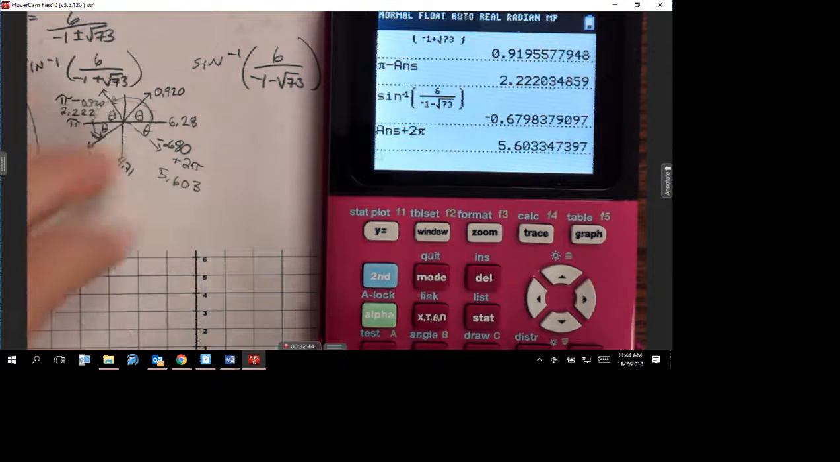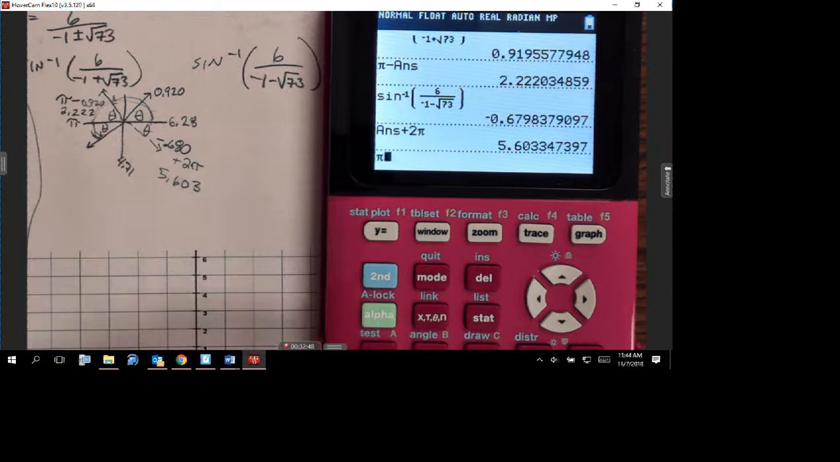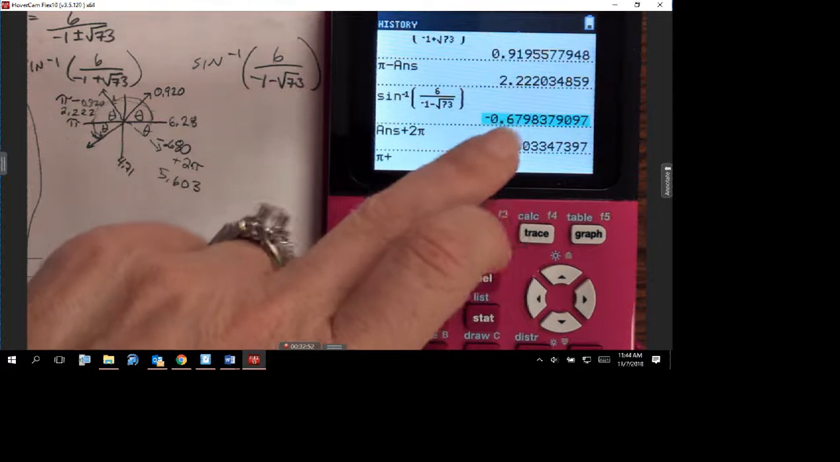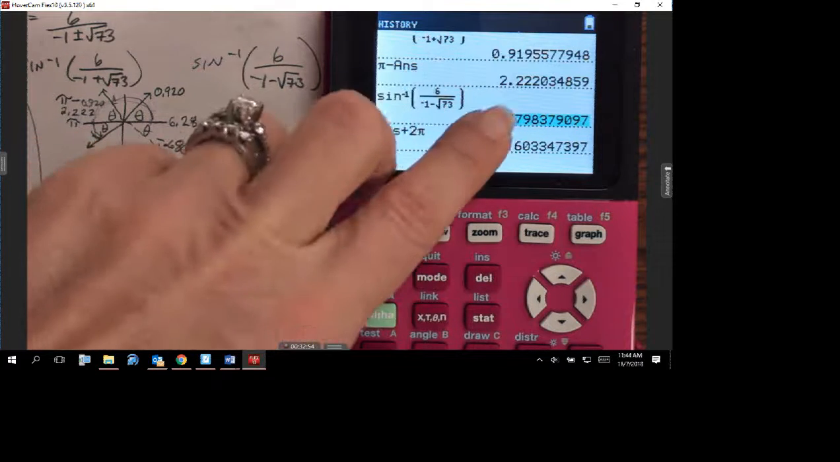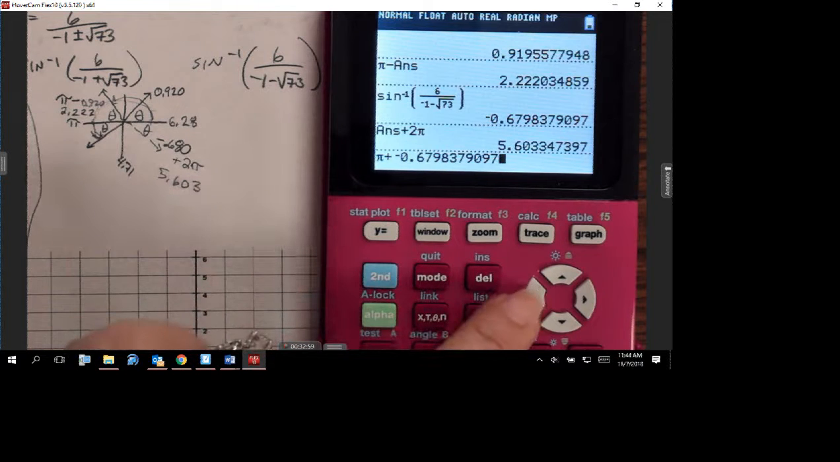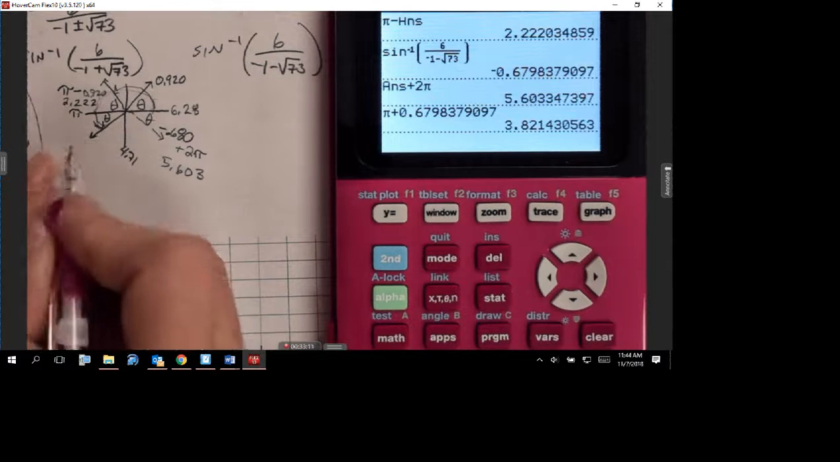Add the reference angle. So on my calculator, I'm going to do pi, and I'm going to add this reference angle, except that's a negative number right now. If I add a negative number, it's going to make it smaller. So maybe I just get rid of the negative. So I'm adding, it's getting bigger. Does 3.821 seem reasonable for the 3rd quadrant?